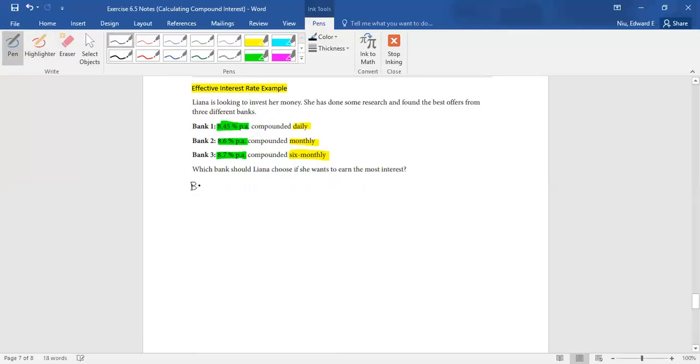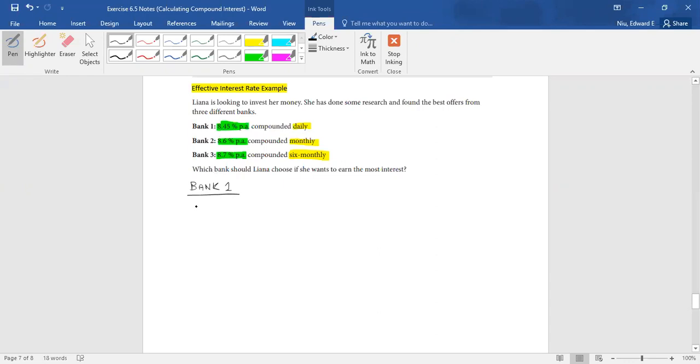Here's Bank 1. My preferred way, and I'm just going to show you this way because I think it's the easiest, is you would convert the per annum rate into the compounded rate. So if it was compounded daily, our interest rate of 8.5%.